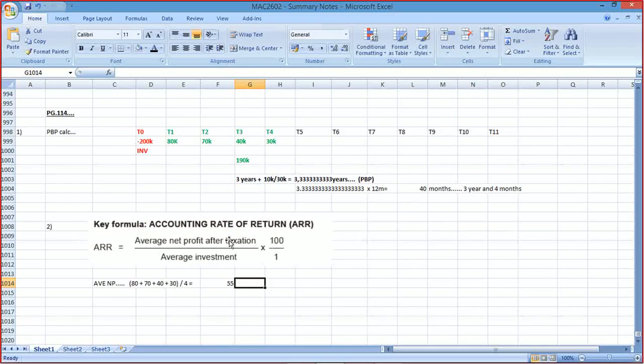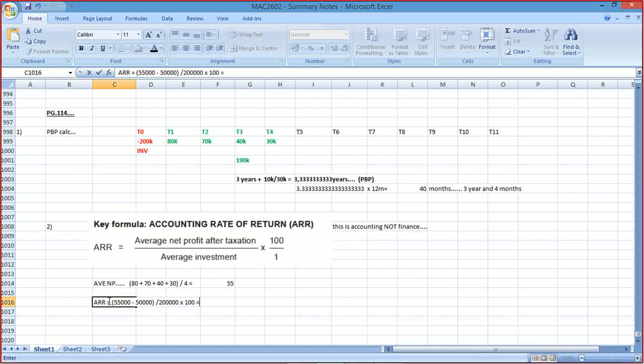Alright, what am I using here? This is accounting, not finance. So if this is accounting, not finance, do you take depreciation off? Yes, you do. Depreciation is deducted as an expense when you look at net profit. Do you agree? Yes, sir. So ARR is therefore open brackets 55 minus 50, divided by, there was no average investment here. They just gave you 200,000. So you just put the 200,000, times 100 equals an amount.